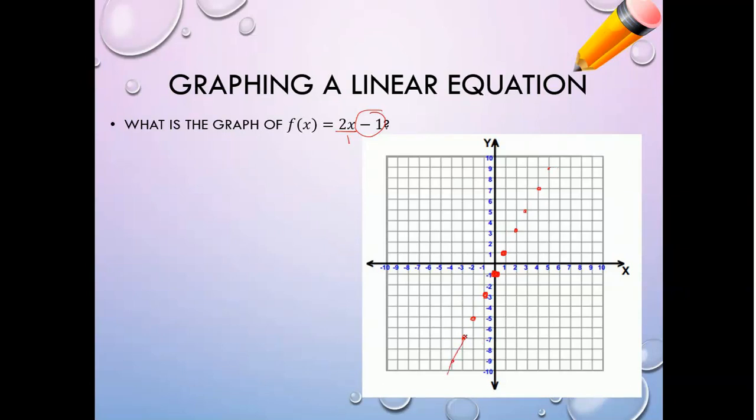Let's put my line together here. Connect my dots. Whoa, little off. That's okay. And then put my arrows on the ends of my line here. There we go. I have now graphed my equation f of x equals 2x minus 1.